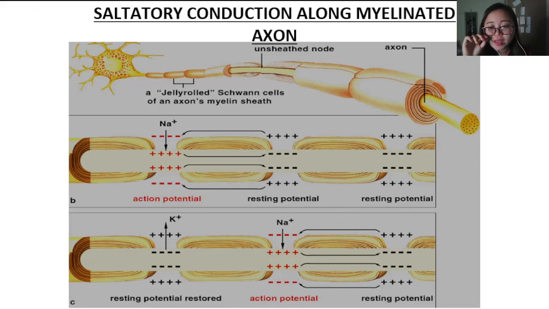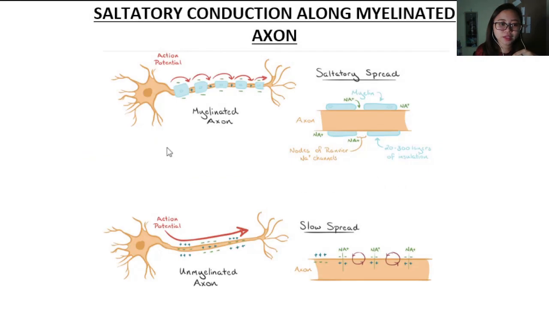Senang cakap, kalau tiada myelin, dia macam kamu naik tangga satu langkah demi satu langkah. Tapi kalau ada myelin, ada saltatory conduction, macam satu kali kamu langkah, kamu pijak 2-3 step. Okay, so kamu macam ambil langkah yang lebih besar masa naik tangga. That is what saltatory conduction along myelinated axon is. Okay, so this is another diagram showing that this is with saltatory spread. Down here is slow spread in an unmyelinated axon.